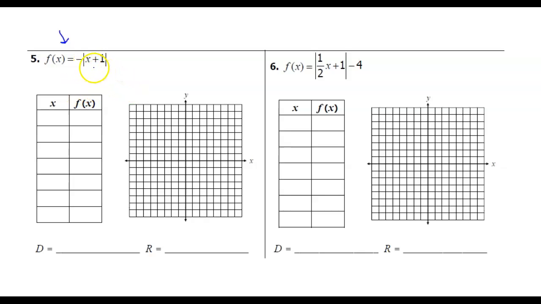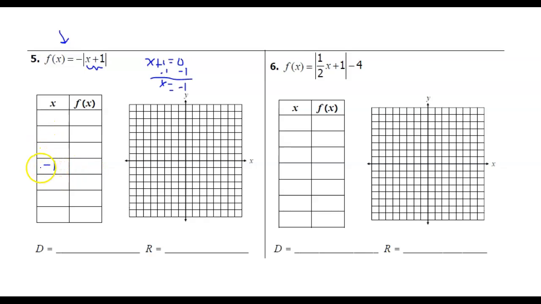I'm going to start by finding the vertex. Again, I'm going to set what's inside of the absolute value equal to 0 and solve for x. So x plus 1 equals 0. If I solve for x, I end up with x equaling negative 1. So I know the vertex for the x value is going to be at negative 1. I'm going to put that in the middle of my table.